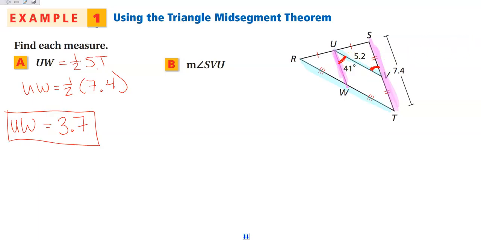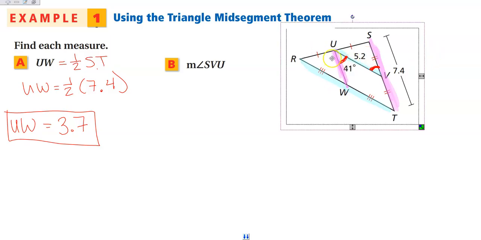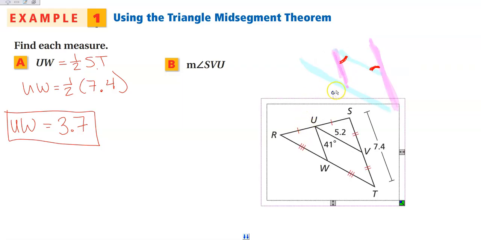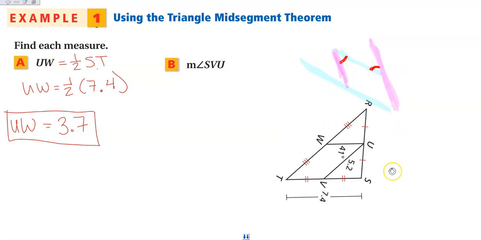If you're struggling to see that, because sometimes it's hard to see things when they don't look the way you're used to, I'm going to just take this over here for a second and I'm going to turn it. So that way we're looking at our parallel lines here and here. And now we see that SVU is here and we've got this one over here. So those are our alternate interior angles, which means that the measure of angle SVU is going to be 41 degrees.